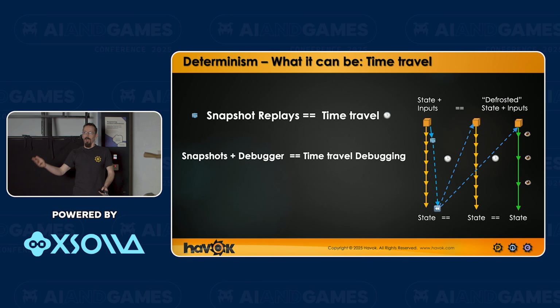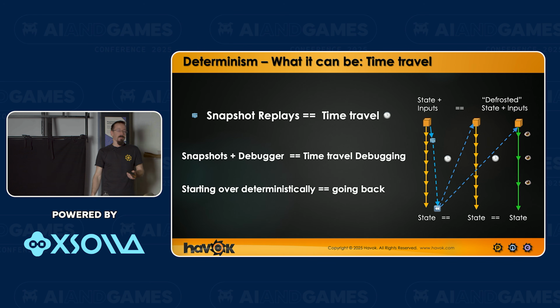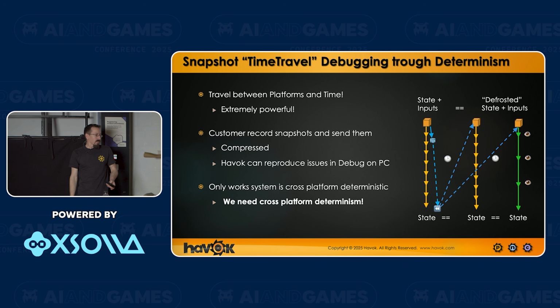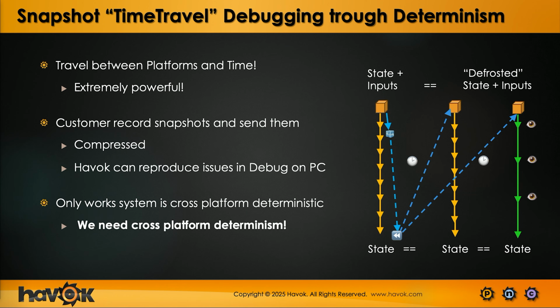So now we know why people would like to be deterministic, because you can time travel and you can time travel across platforms. And that's really nice because it's basically going back and you can do whatever you want with this trace, and customers can give you this. And so we achieved it. We can basically time travel between platforms.